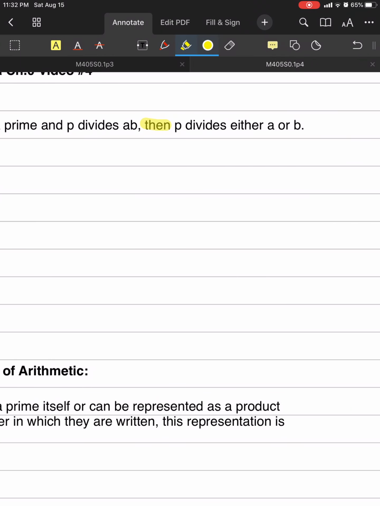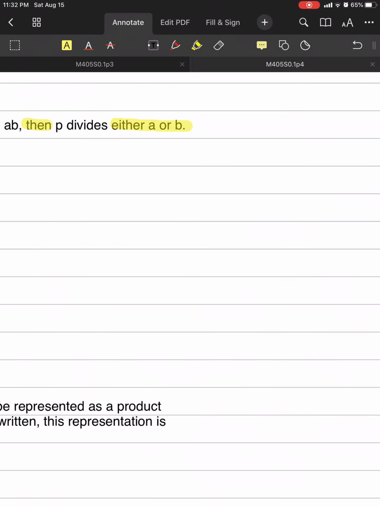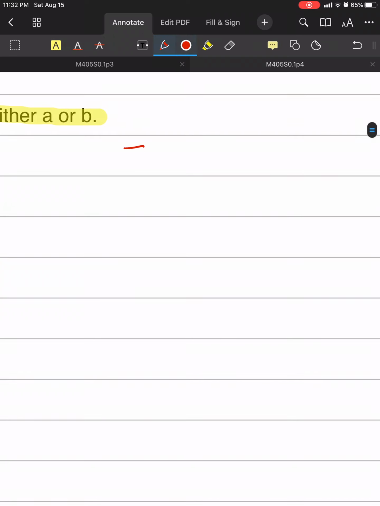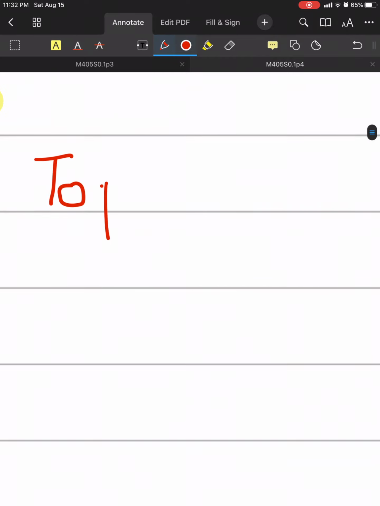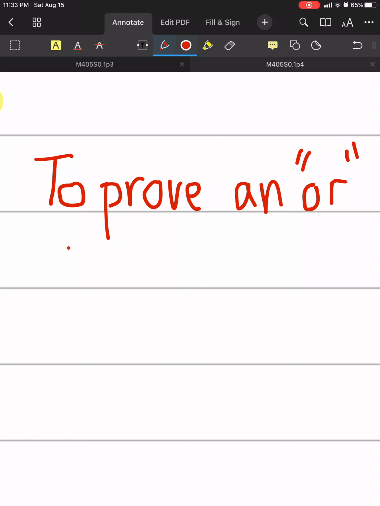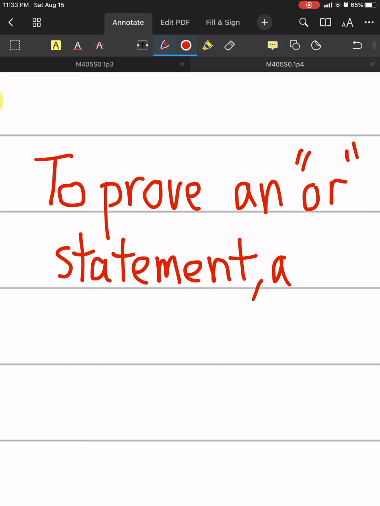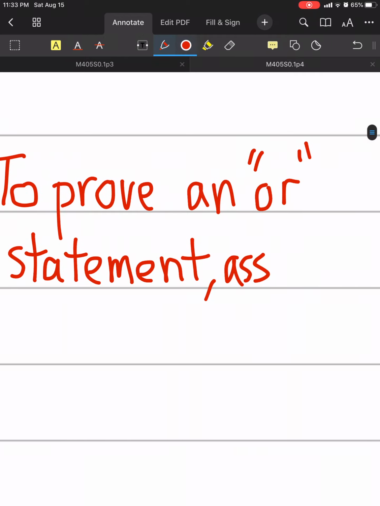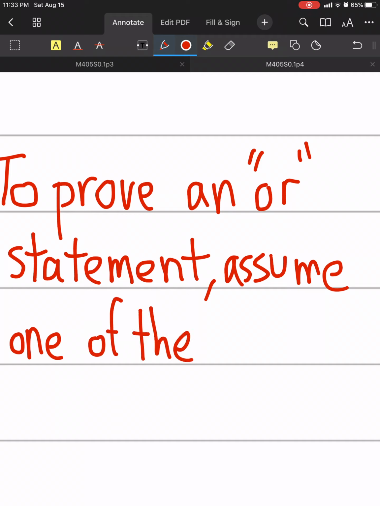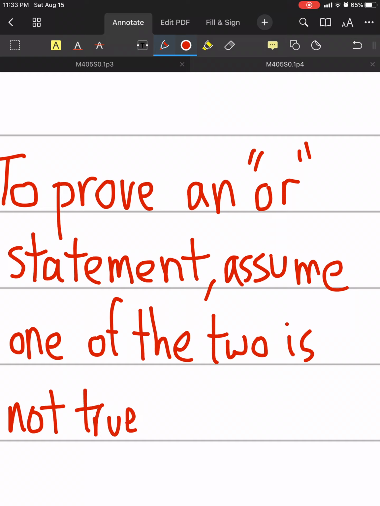But there is one other thing in this that you might have proved less often, and that is that this then part, we have an either-or statement here. P divides either A or B. So what I want to talk about there, and I think I'll have room out here, is how we prove an or statement. So to prove an or statement, what you do is you assume one of the two is not true, then show the other.